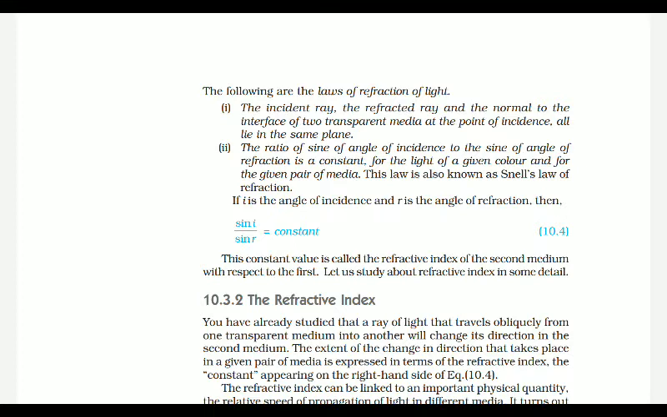So they may ask you to explain Snell's law of refraction. If i is the angle of incidence and r is the angle of refraction, then sin i upon sin r is equal to a constant. This constant value is called the refractive index of the second medium with respect to the first. So let us study the refractive index in some detail.